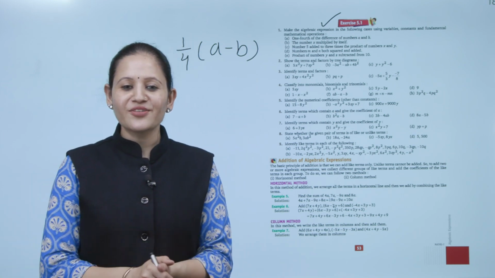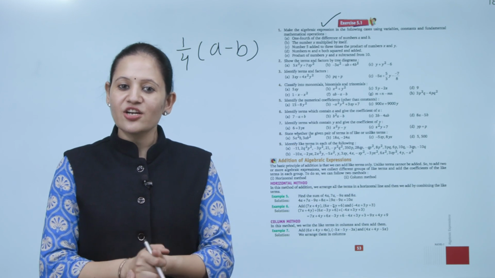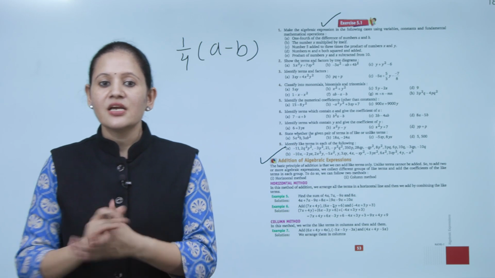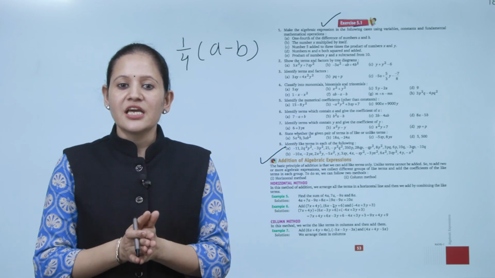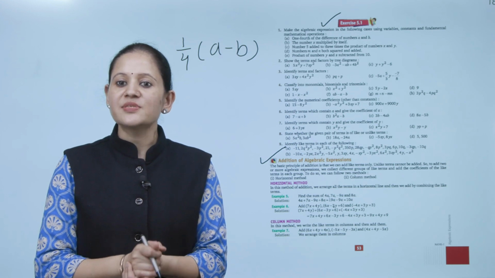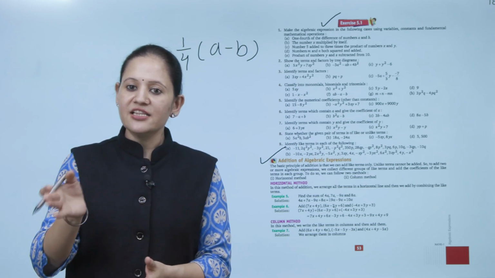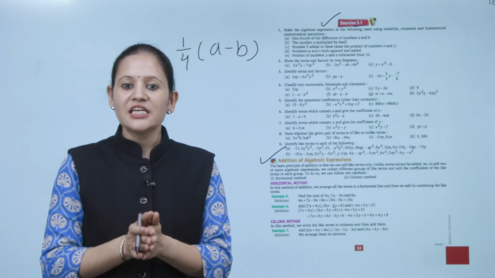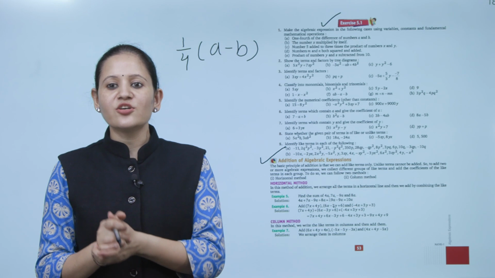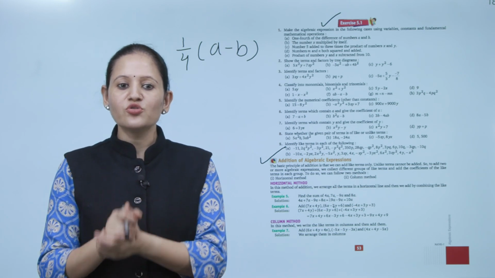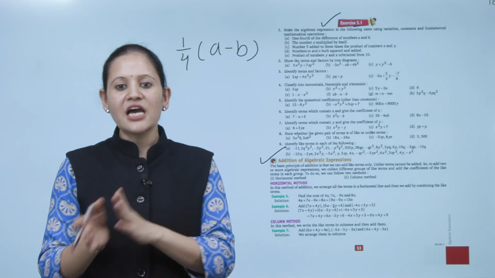Practice all the questions of this exercise. Next is addition of algebraic expression. The basic principle of addition is that we can add like terms only. Unlike terms cannot be added. So to add two or more algebraic expressions, we collect different groups of like terms and add the coefficients of the like terms of each group. To do so, we can follow two methods: horizontal method and column method.